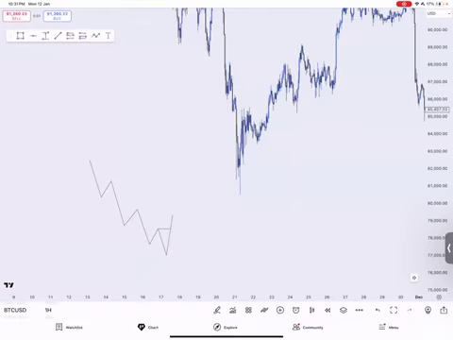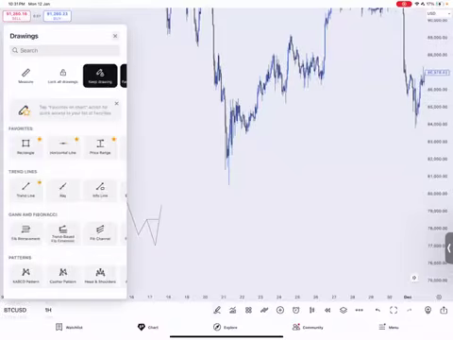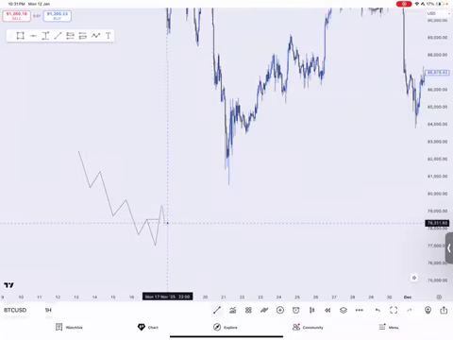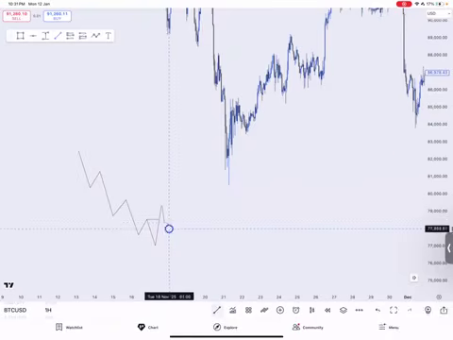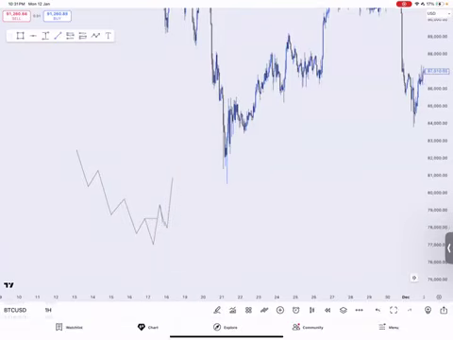Now, there are two types of pullbacks or two types of retracements. The first one is a full retracement. By full retracement, I mean you will see a bearish candle that will close. The next candle will now come out bullish, and then the market will push up again. This is a full retracement that has both a bearish candle and a bullish candle. This is the first type of retracement.